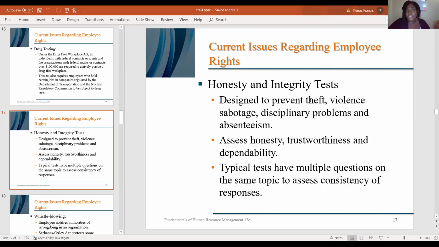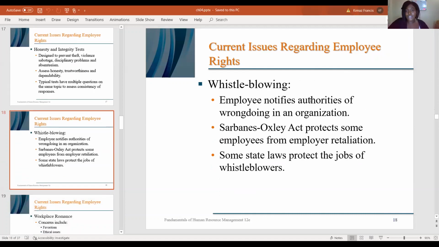Or after a job offer is made, they can go through a series of tests which would tell you about their disciplinary issues, absenteeism, and these are done by psychologists who study people and human behavior. So the tests usually work. You have things like DISC assessments, which would assess your personality to see if you're actually going to fit into the culture. Typical tests have multiple questions on the same topic to assess consistency of responses. So they may ask you the same thing 5 different ways.